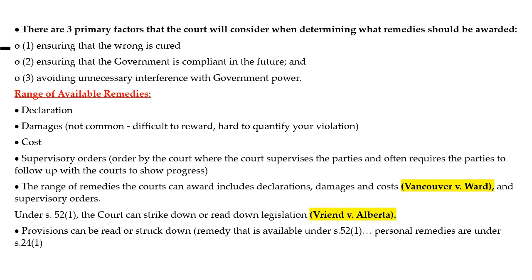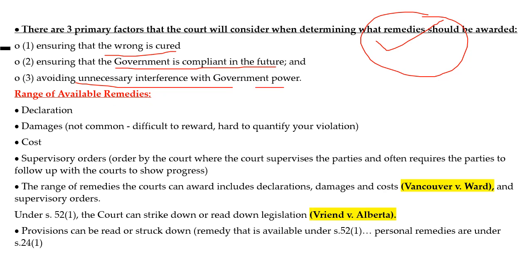There are three primary factors that the court will consider when awarding remedies. Firstly, ensuring that with the particular remedy they are assigning, the wrong should be cured. Second, ensuring that the government is compliant in the future, that it should learn from its mistake. Third, avoiding unnecessary interference with government power.